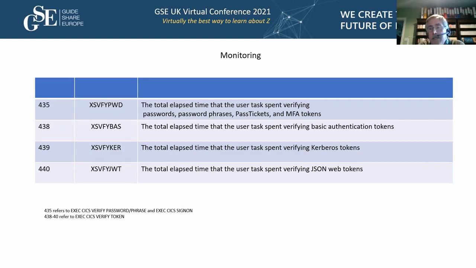And then there are the other types of authentication within CICS. There's a verified token API, and that can support basic authentication tokens, Kerberos tokens, and JWTs. And we will give information on the performance of those requests.